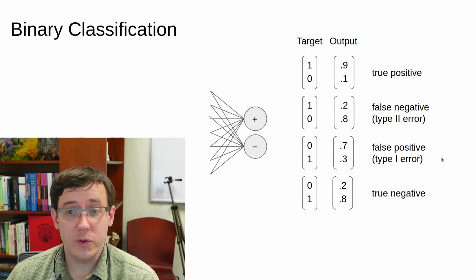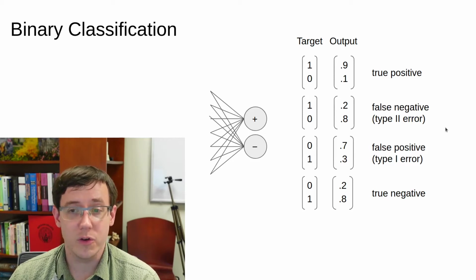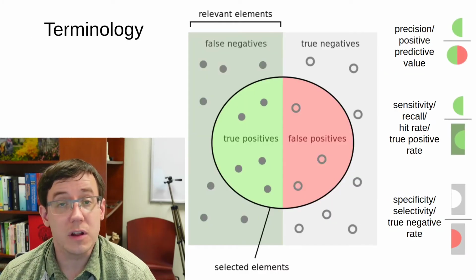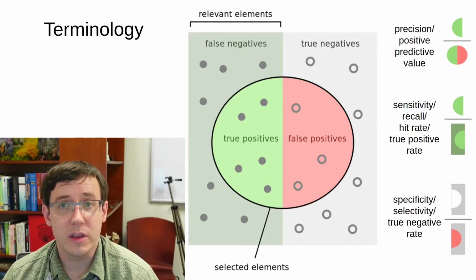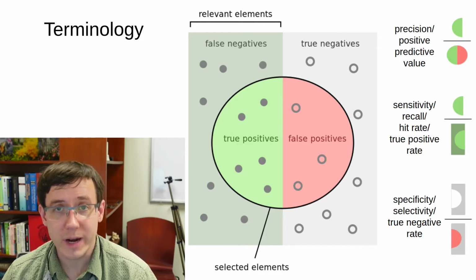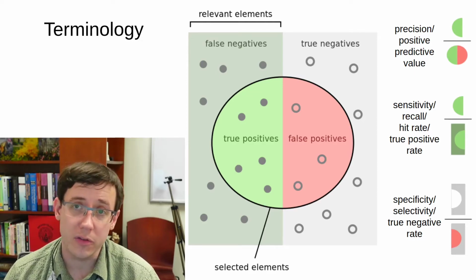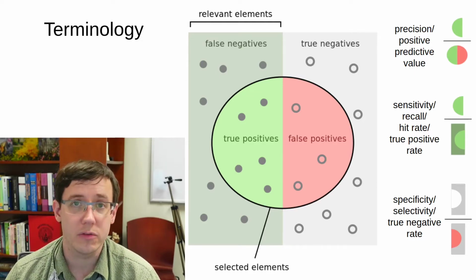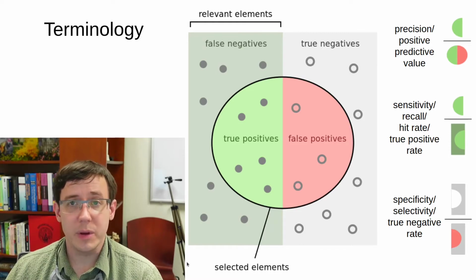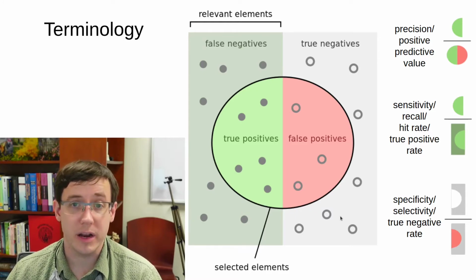I won't use the terms type 1 and type 2 error, but you may have heard them before, and they correspond to false positives and false negatives. Statistics has a lot of labels for the different possible rates that could occur between false negatives, false positives, true negatives, and true positives. In this figure from Wikipedia, the rectangle represents all possible inputs, and the points represent the inputs that are actually in our data set.